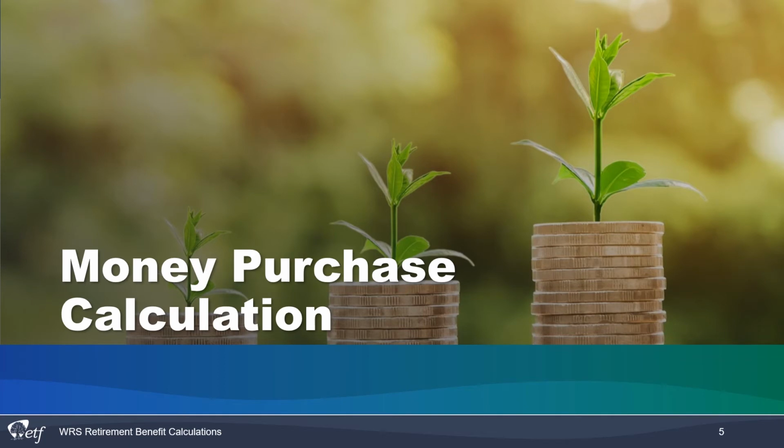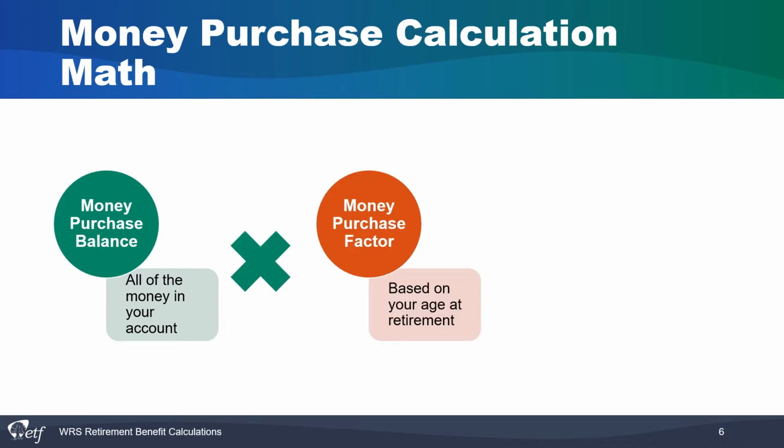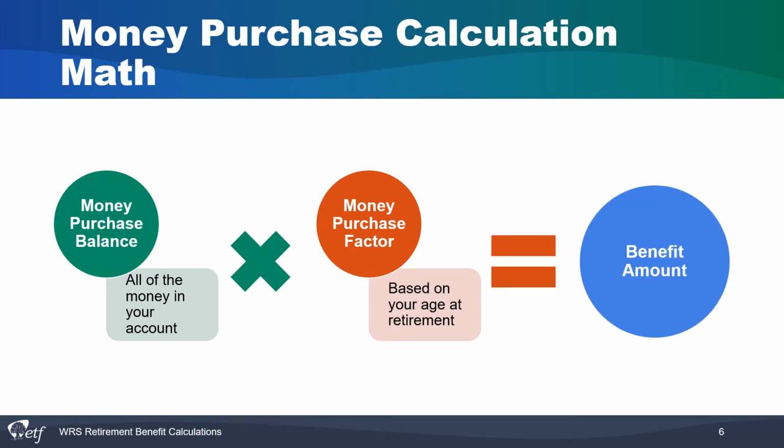Let's look at the money purchase calculation in detail. The money purchase benefit calculation starts with all of the money in your account, which includes both your core trust fund account balance and, if you participate, the variable trust fund account balance. We multiply these balances by a money purchase factor that is based on your age at retirement. These are the only two factors used in your money purchase benefit calculation.